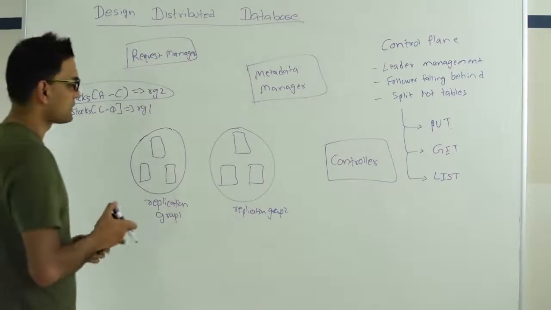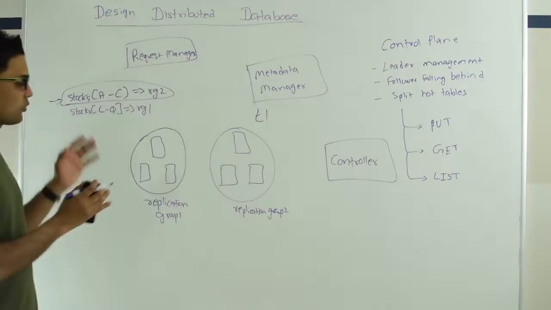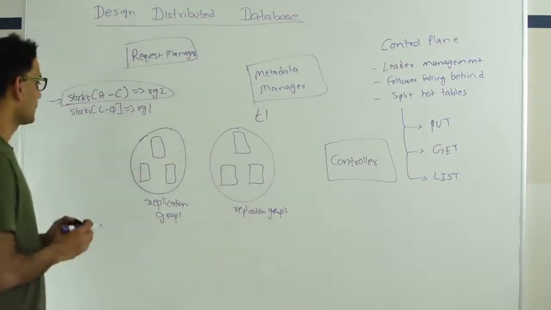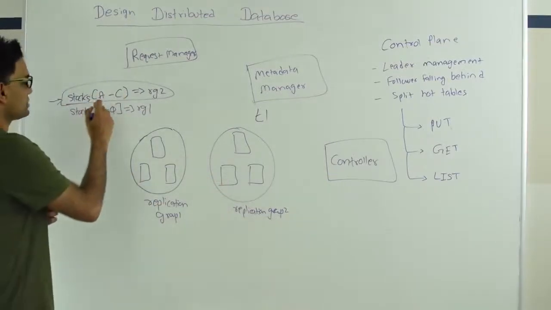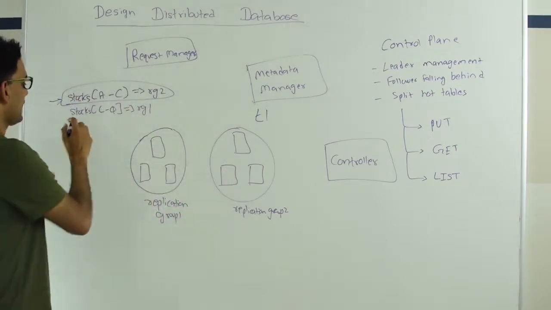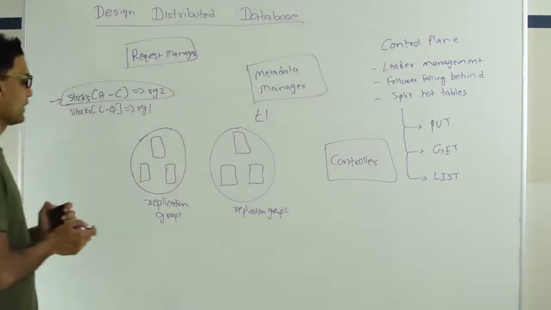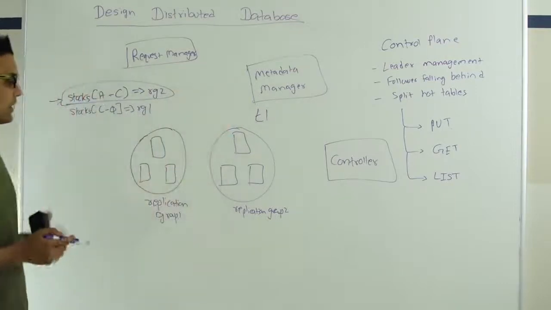So at a certain point in time, let's say T1, we will completely cut over the puts into replication group 2, where the range A till C, not including C, is going to replication group 2, and range C to end is going into replication group 1 for this table, stocks.